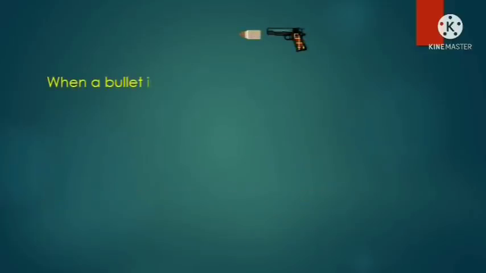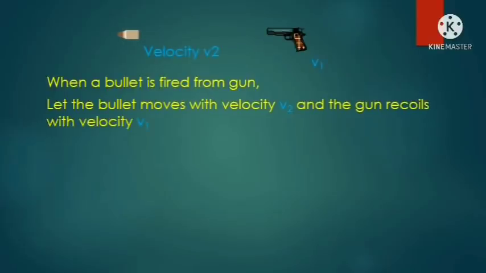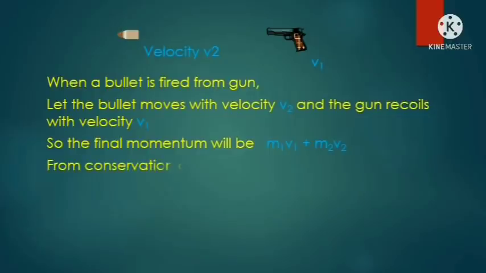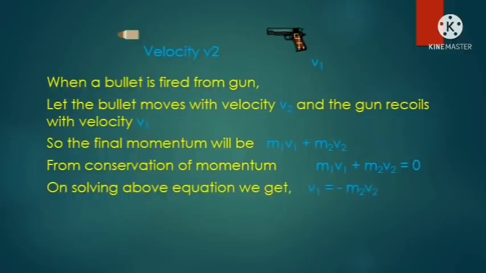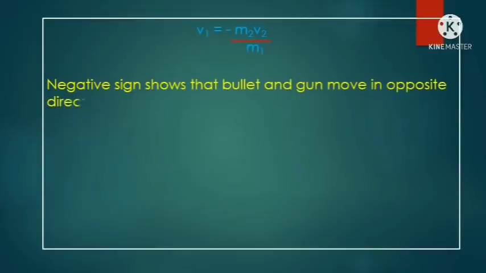When a bullet is fired from a gun, let the bullet move with velocity v2 and the gun recoil with velocity v1. So the final momentum of the system of two bodies will be m1 v1 plus m2 v2. From conservation of momentum, m1 v1 plus m2 v2 is equal to 0, as the initial momentum was zero. On solving the above equation, we get the relation as this. The negative sign shows that the bullet and gun move in opposite directions.